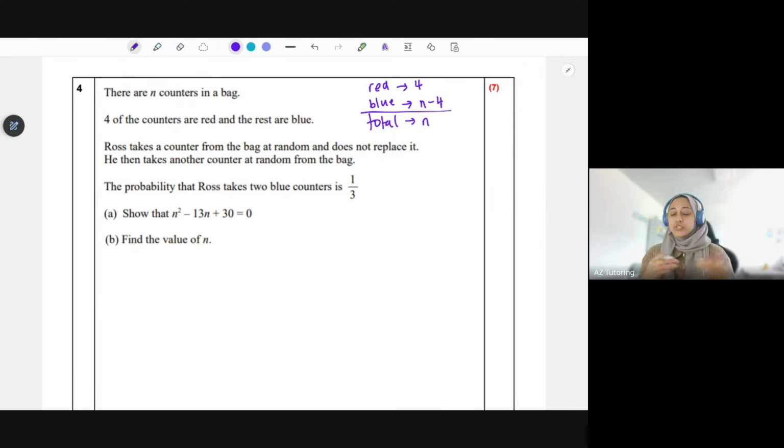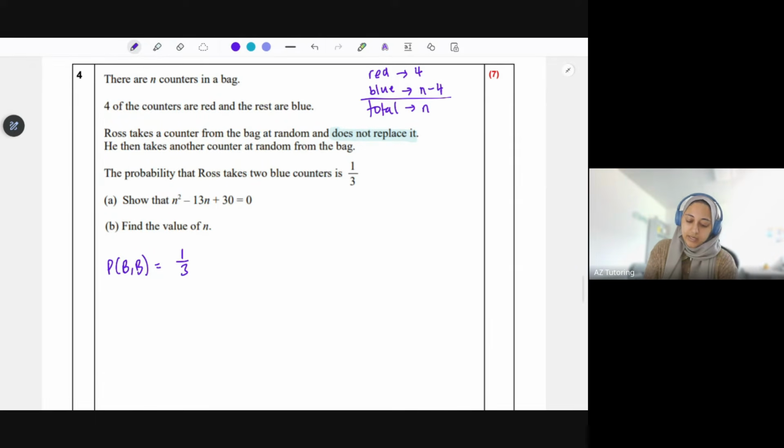Okay, so we've got our options, we've got our total. It says Ross takes a counter from the bag at random and does not replace it, meaning he doesn't put it back into the bag. He then takes another counter from the bag at random. The probability that he takes 2 blue counters, so probability of blue, is 1/3. Show that n squared minus 13n plus 30 equals 0.